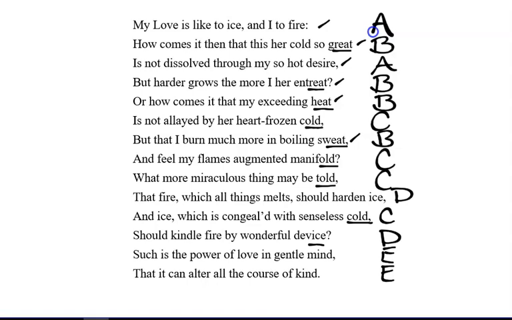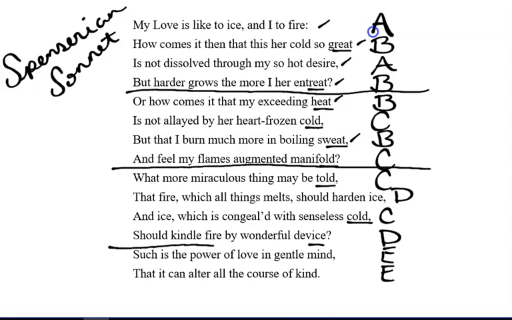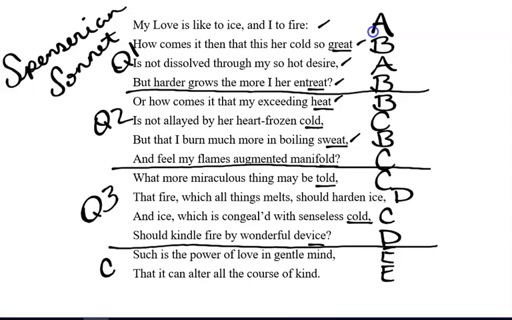So with that, this is called a Spenserian sonnet. So a Spenserian sonnet is a sonnet that's divided into 3 quatrains and a couplet. So Shakespearean sonnets are 3 quatrains and a couplet, and so are Spenserian sonnets. But let's look at the difference in the rhyme scheme here. So you've got 3 quatrains and a couplet. So you've got quatrain 1, quatrain 2, quatrain 3, and your couplet.